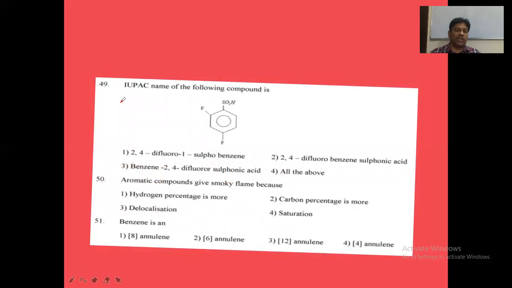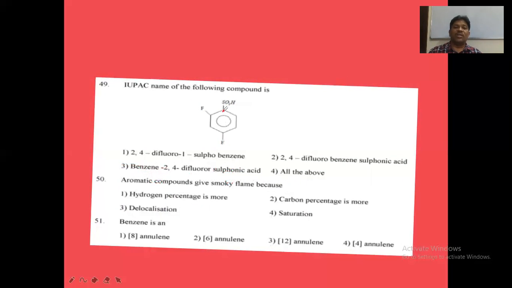Next, the 49th one. What is the IUPAC name of the following compound? In this given compound, the benzene ring is attached to an SO3H group, a sulfonic acid group, and fluorine, again fluorine. Fluorine is simply a substituent, and SO3H is the functional group here.